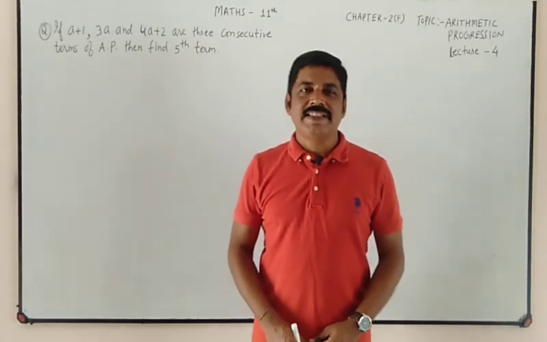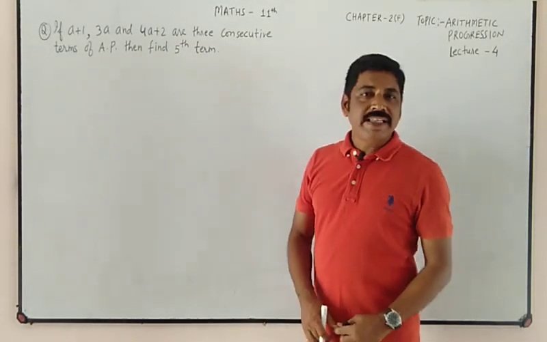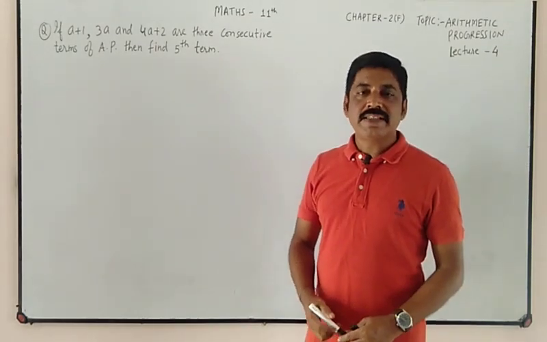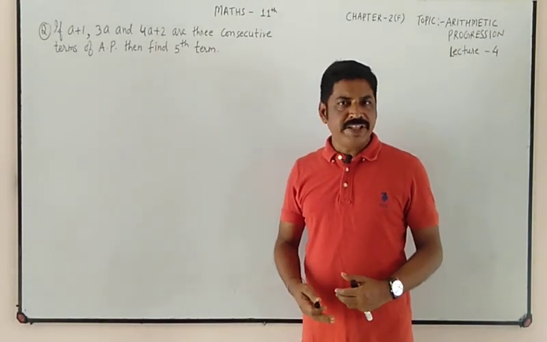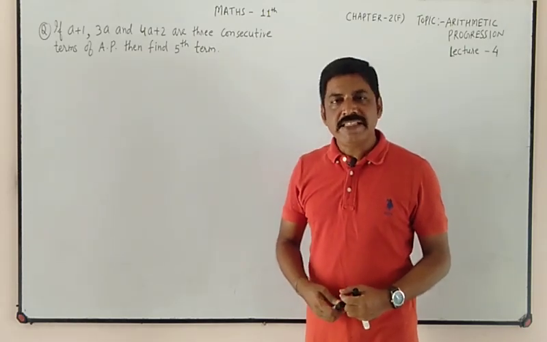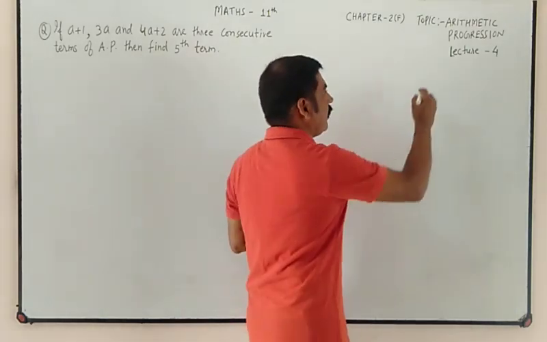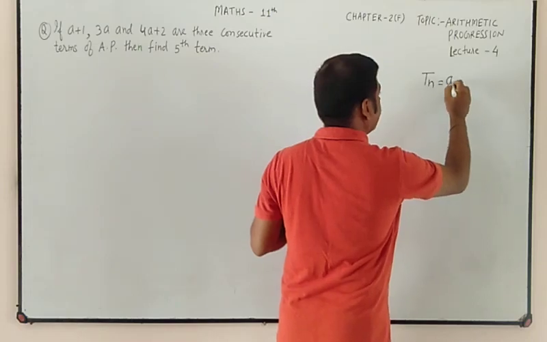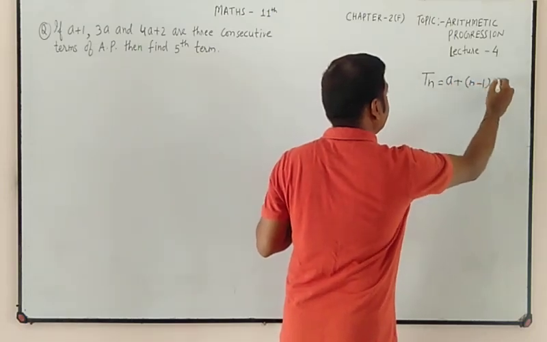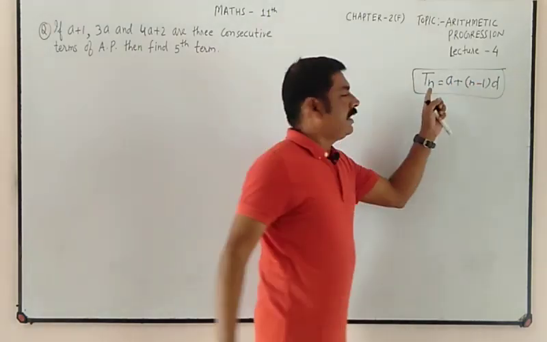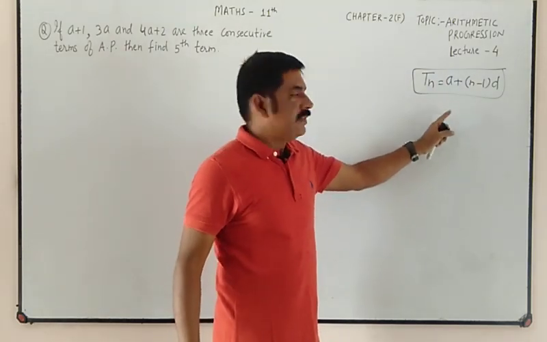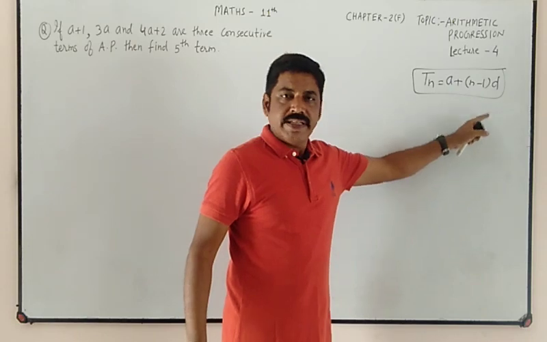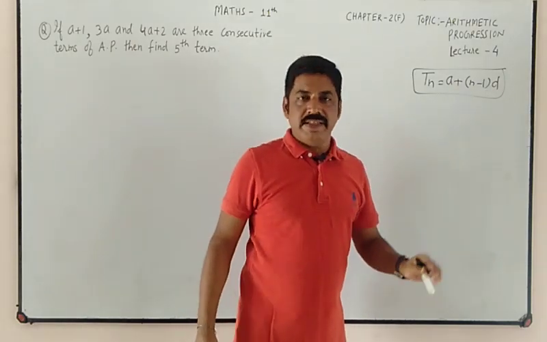Hello students. Now we will see some more questions regarding arithmetic progression, and the formula is Tn is equal to a plus n minus 1 into d, where Tn is nth term, a is first term, n is number of terms, and d is common difference.